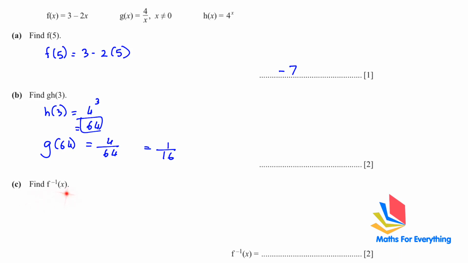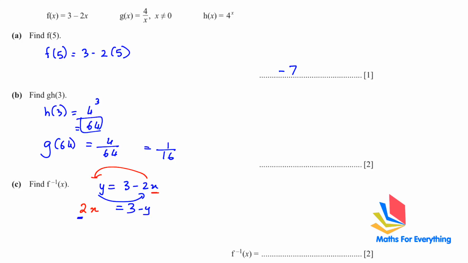Part C, find f inverse x. Whenever you want to find the inverse, write down the question but replace the f of x with y. Y is equal to 3 minus 2x. Now your job is to make x the subject. Whatever you want to make the subject cannot be negative. So you have negative 2x, move it to this side, it will be positive 2x. And then move the y to the right hand side. It's a positive, it will be negative.